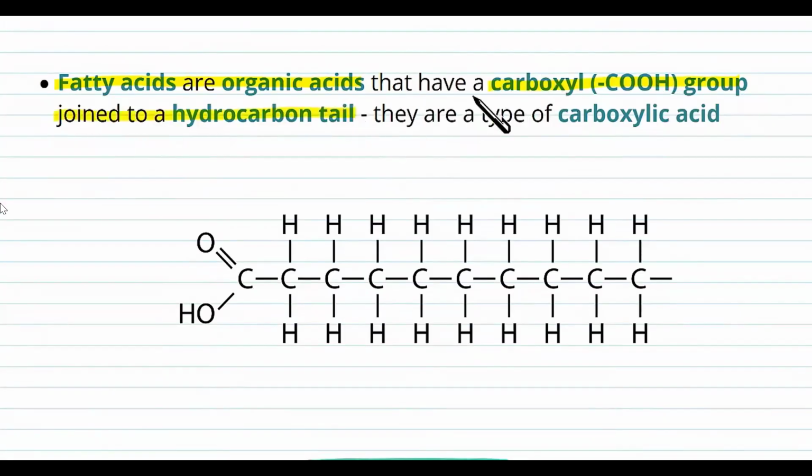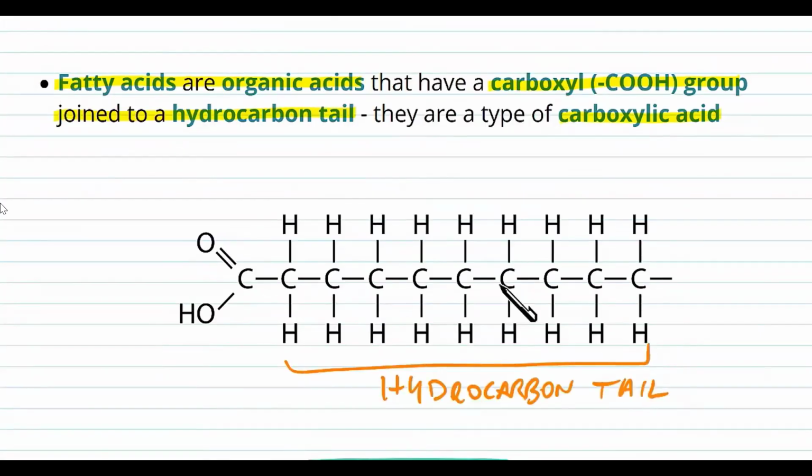So it's called, in general, a carboxylic acid. So let's break this down on the molecule. We've got this long chain of carbons and hydrogens. This is the hydrocarbon tail, made purely of carbons and hydrogens joined up. Now you might think this looks like a polymer, but it's not, because it doesn't have the same units repeating itself. We have this end which is different.